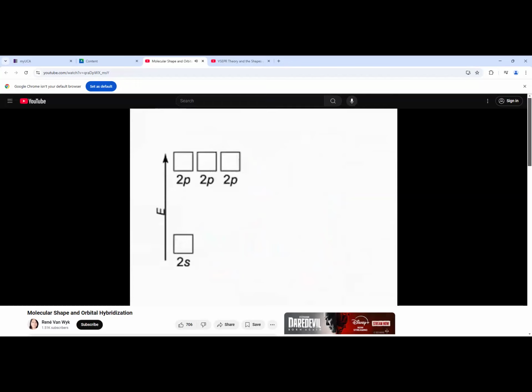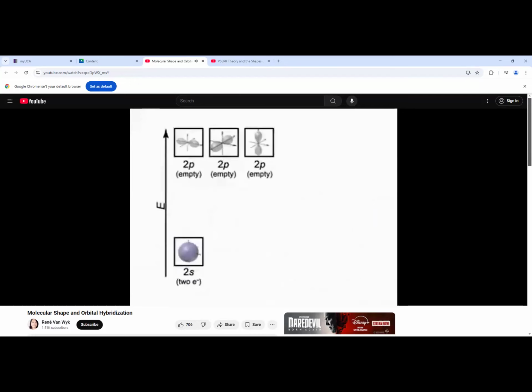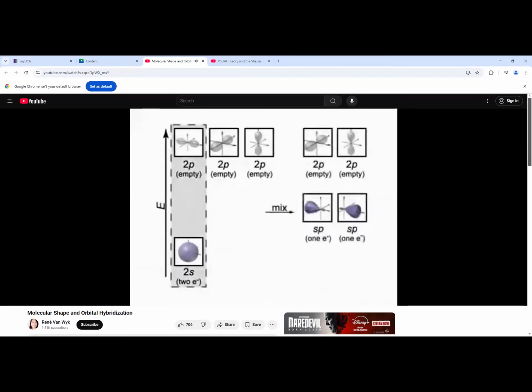For clarity, we'll show hybrid orbitals in this simplified form. First, we'll use box diagrams to depict hybridization and consider the central beryllium atom in the linear molecule BeCl2. The isolated Be atom has a filled 2s orbital and three empty 2p orbitals. In the process of hybridization, the 2s and one of the 2p's mix and form two sp hybrid orbitals. The two electrons from the 2s become distributed into the sp orbitals, one electron each with parallel spin. The two other 2p orbitals remain empty and unhybridized. Here is the same process in a box diagram that shows orbital shapes.